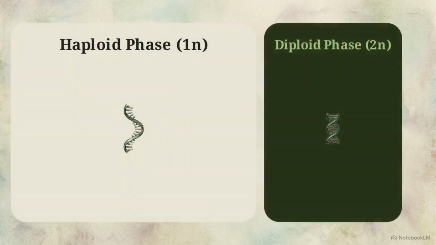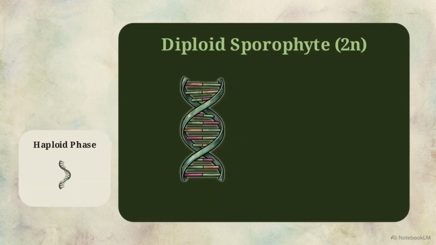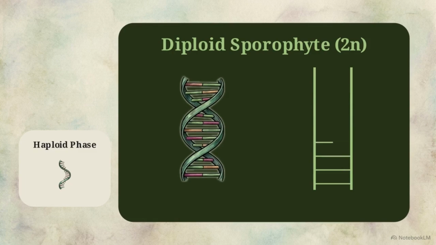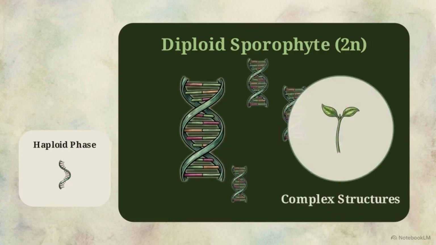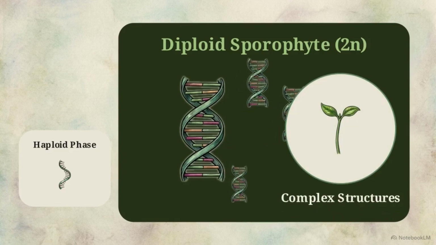In pteridophytes, the genetic balance flips. The haploid phase shrinks, while the diploid sporophyte, with two chromosome sets, becomes dominant. This provides a protective backup mechanism. Having two chromosome sets protects against damaged genes, allowing increased genetic diversity and the evolution of complex body structures.